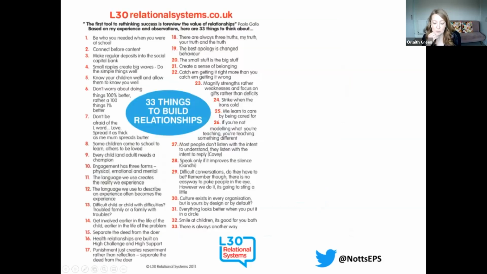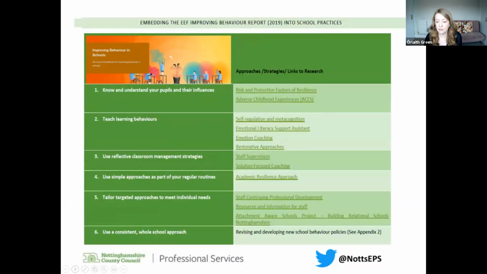There are some resources as well, practical tools from L30 Relational Systems, which comes from the author Mark Finnis, about practical ways to build relationships in schools and organisations. That's a really good resource to look at, with some practical tips. The final practical tool in the toolkit is a bit like a directory of resources. You've got the 6 recommendations from the Improving Behaviour EEF report, and then some hyperlinks to key resources if you want to know a bit more.